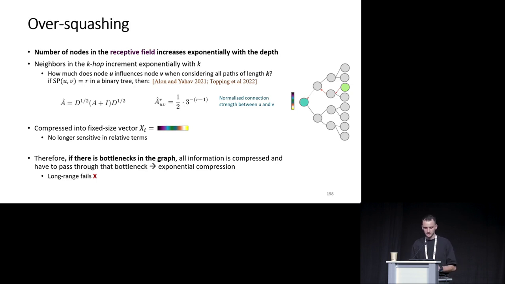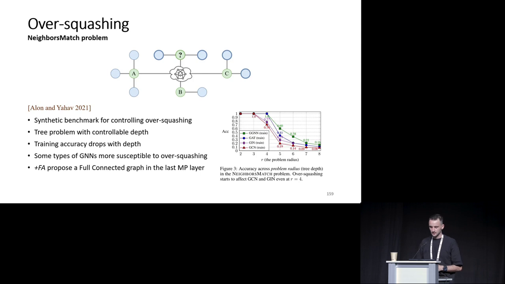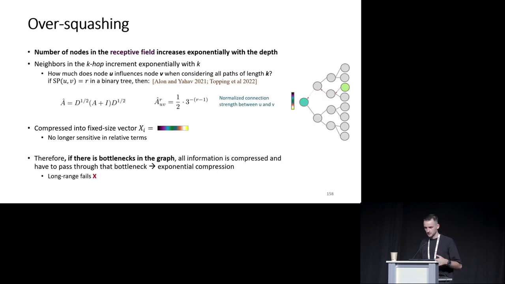This effect is even worse if there are bottlenecks in the graph, so there's only one way for the features of one part of the graph to go to the other, but a lot of information has to be compressed in one single bottleneck in one node to go to the other side. This problem was introduced by Alon and Yahav and also by the curvature paper of Topping et al.